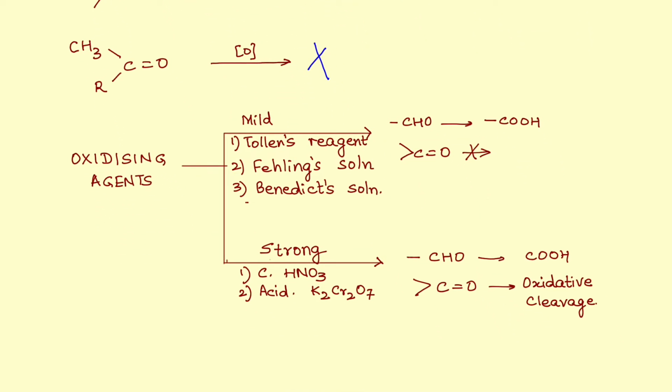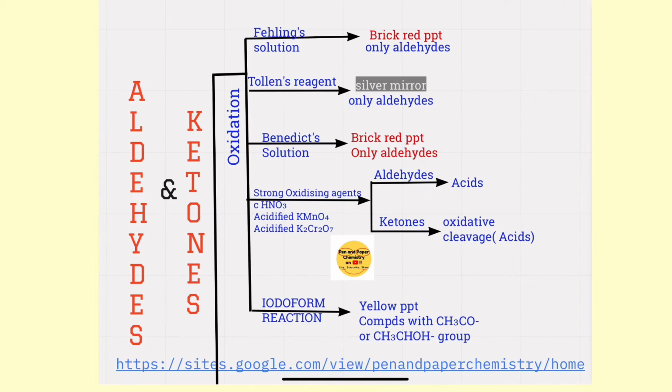What about strong oxidizing agents? As I said, ketones do not react in the presence of mild oxidizing agents. Now, can you recall some of the strong oxidizing agents that you've done? Yes, we have listed them in the chart as well. So, strong oxidizing agents: concentrated HNO3, acidified potassium permanganate. Remember, the purple color gets decolorized. Acidified potassium dichromate, from orange to green. We've done these.